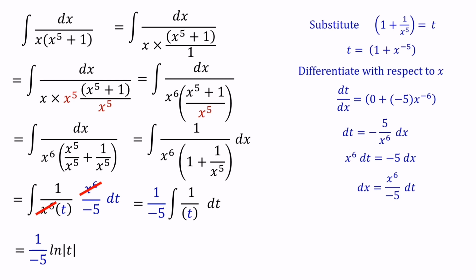Finally, we can write minus 1 over 5 ln modulus of, instead of t, the value 1 plus 1 over x to the power of 5, plus c.